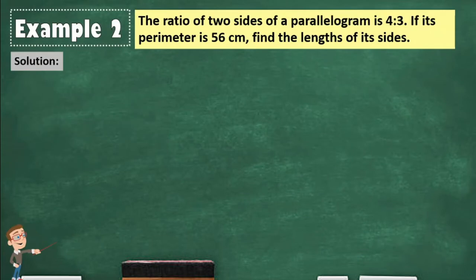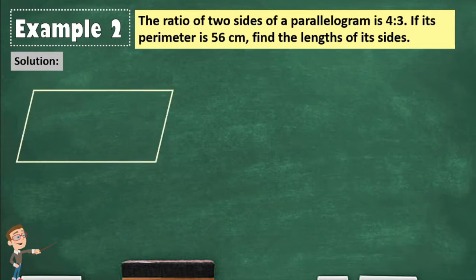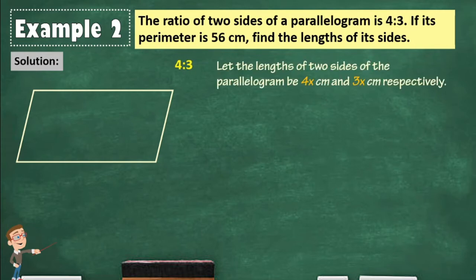Let us have example number 2. The ratio of two sides of a parallelogram is 4:3. If its perimeter is 56 centimeters, find the lengths of its sides. We do not have any figure in this problem. So better if we are going to draw our figure. We have already this parallelogram on the left side of your screen. And take note of our given 4:3. So with this, let the lengths of the two sides of the parallelogram be 4x centimeters and 3x centimeters respectively.